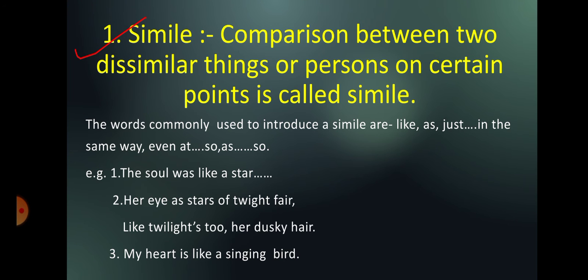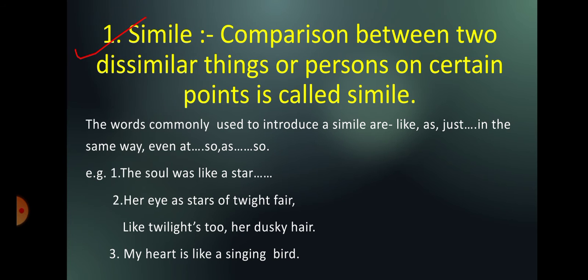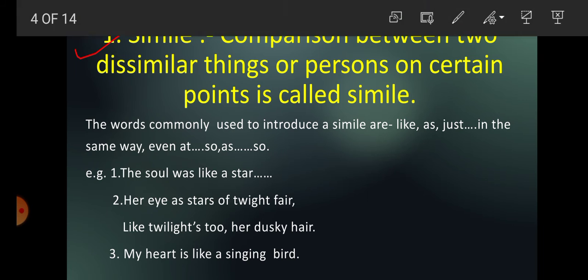Students, comparison between two dissimilar things or persons on certain point is called simile. Dissimilar things means different things or persons. On certain point means on one point or two points. Comparison between two different things or persons on certain point is called what? Simile. So the definition is very simple here.